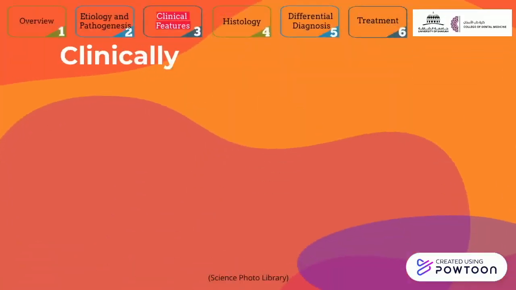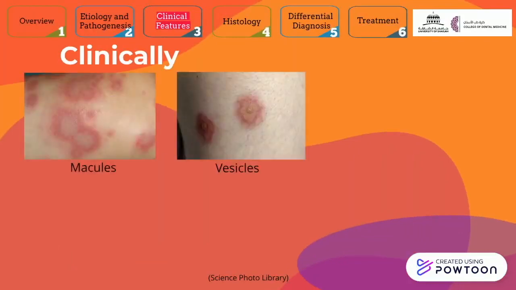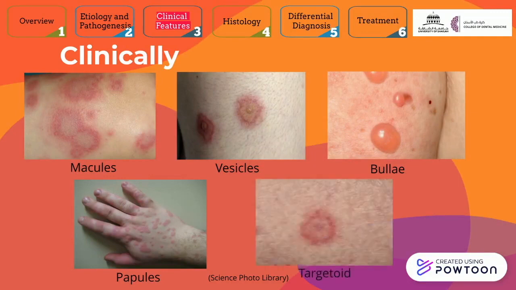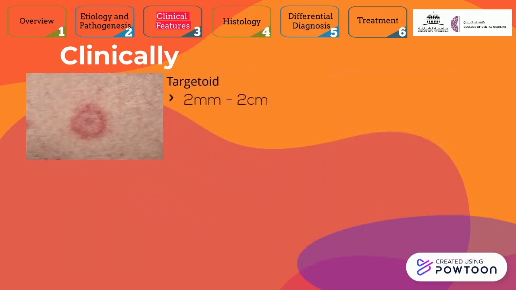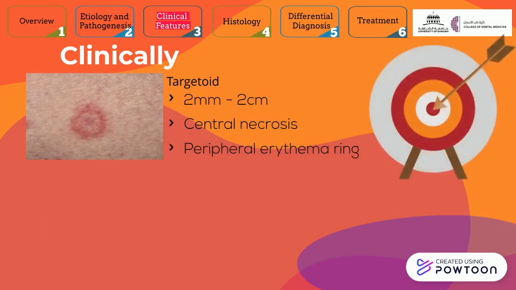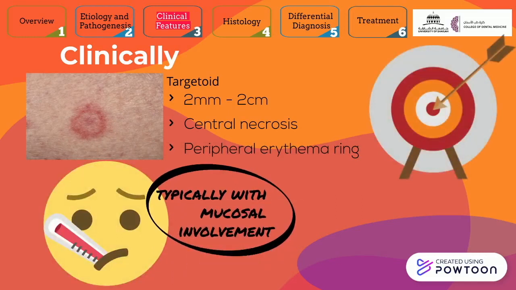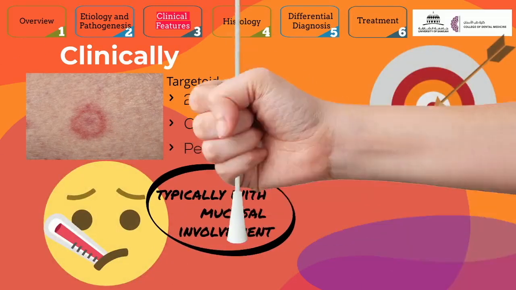Moving on to the surface, EM's cutaneous manifestation varies from macules, vesicles, bullae, papules, or distinctively through target lesions on the skin and mucous membranes. These targetoid lesions range from 2 mm to 2 cm in size and appear with central necrosis and outer rings of erythema. Unless EM involves the mucosa, it is rarely accompanied by prodromal symptoms such as malaise, fever, and myalgia.